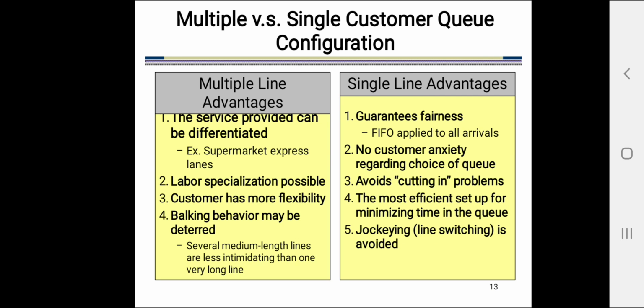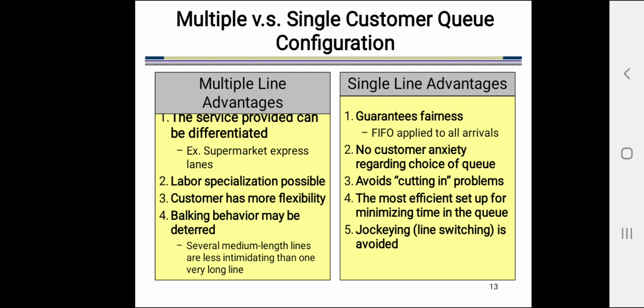So labor specialization is possible. Customer has more flexibility. So balking behavior may be deterred. So several medium length lines are less intimidating than one very long line.